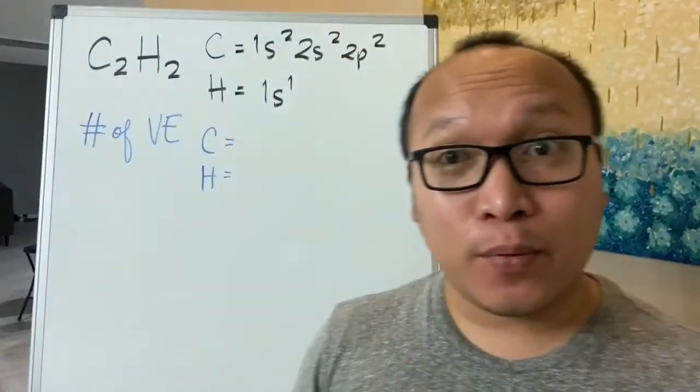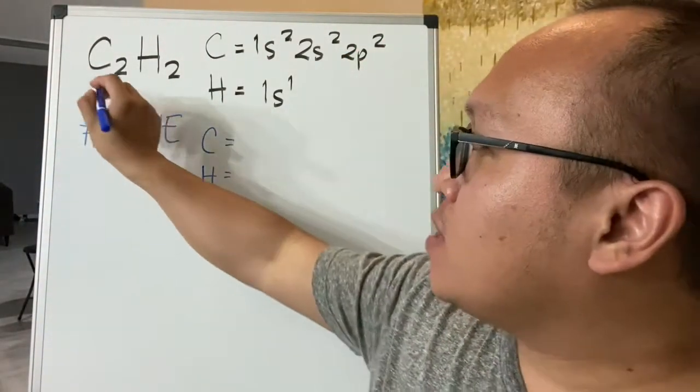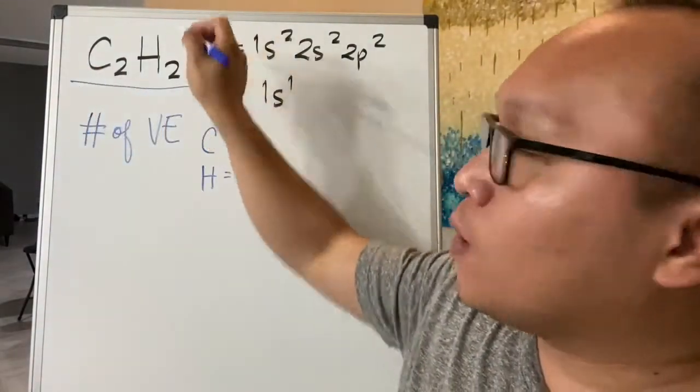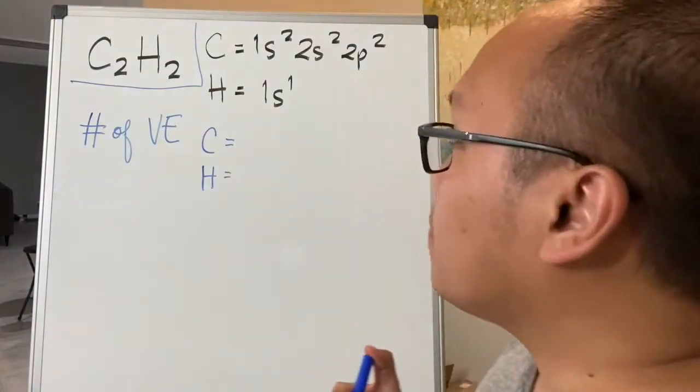Okay, medyo mas pahirap po ito ng pahirap. Ano po? Our next compound is C2H2. So, it's called acetylene. So, meron kang dalawang carbons and dalawang hydrogens in this particular molecule.